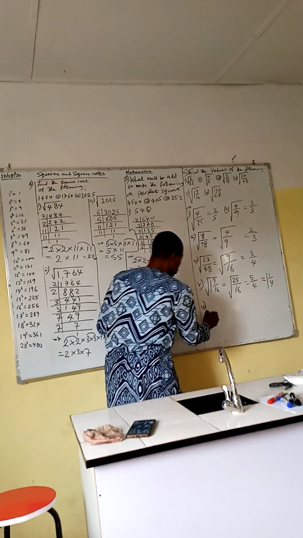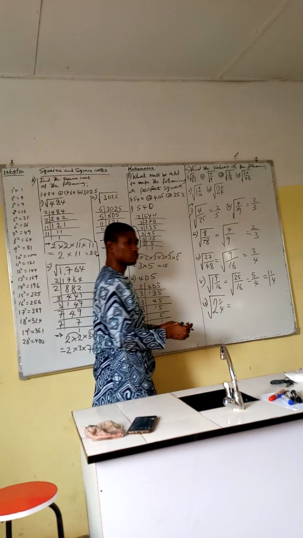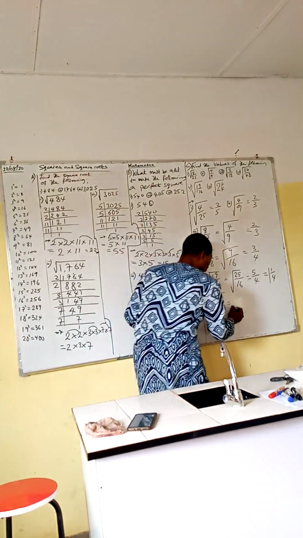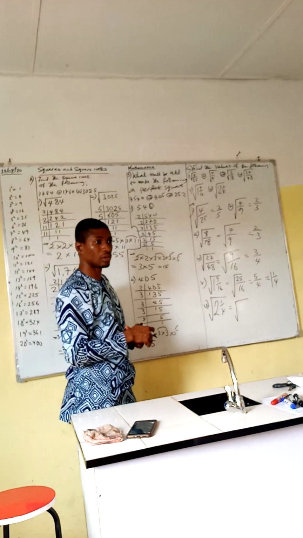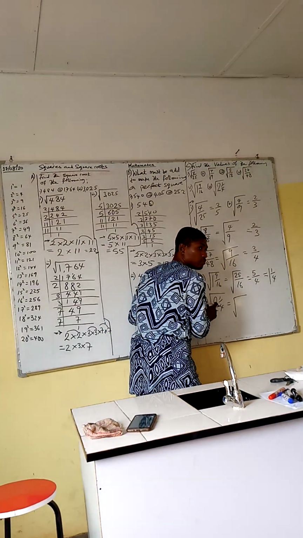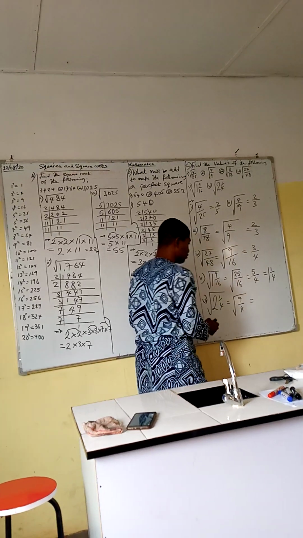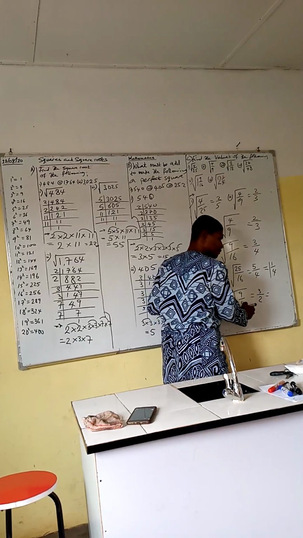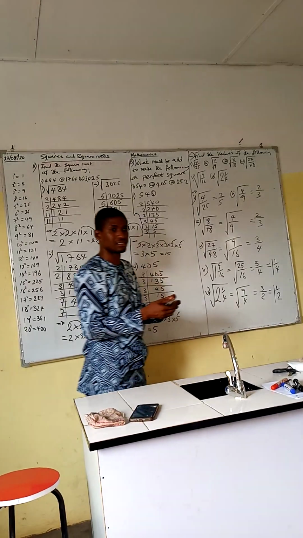Now let's look at question number 6. It says find the square root of 2 and 1 over 4. What do we do first? Change the mixed fraction to what? Improper fraction. The square root sign is still there. Now 4 times 2, 8 plus 1, 9. That's 9 over 4. And from here, square root of 9 is what? 3. Square root of 4 is what? 2. Our final answer is what? 1 and 1 over 2. Any problem here? No, sir.